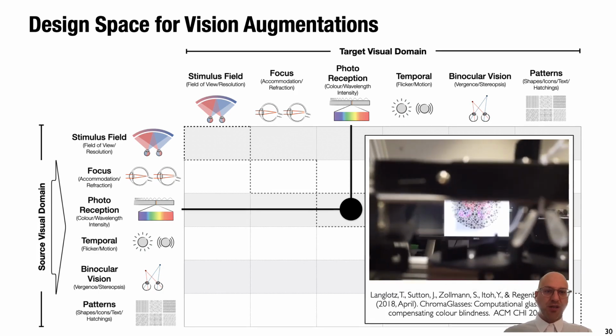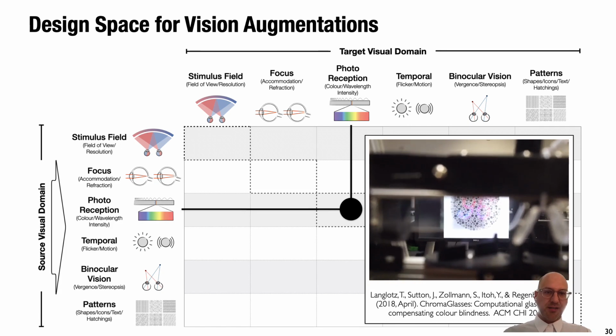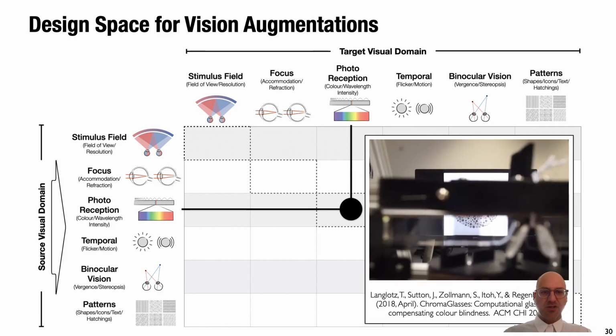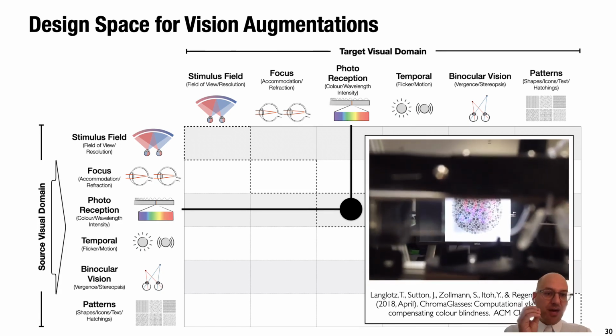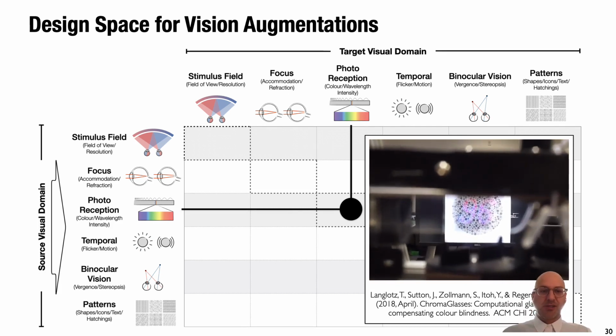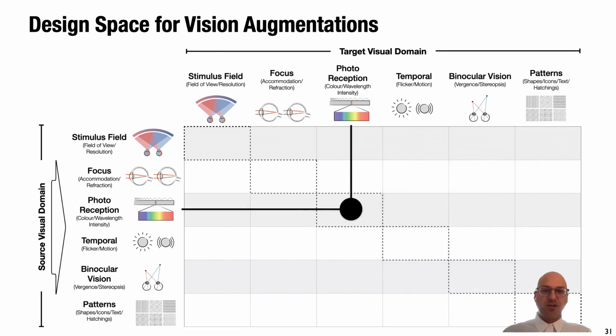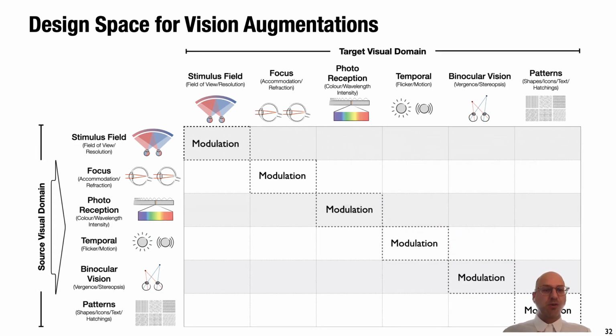So actually what we do here is we change our photoreception. For example, certain colors, as illustrated here in our example of addressing color vision deficiency, we change them, for example, by changing the colors or by changing the intensities. But we still stay in the same visual domain, and if we stay in the same visual domain, we call this a modulation, because we modulate the same visual domain.